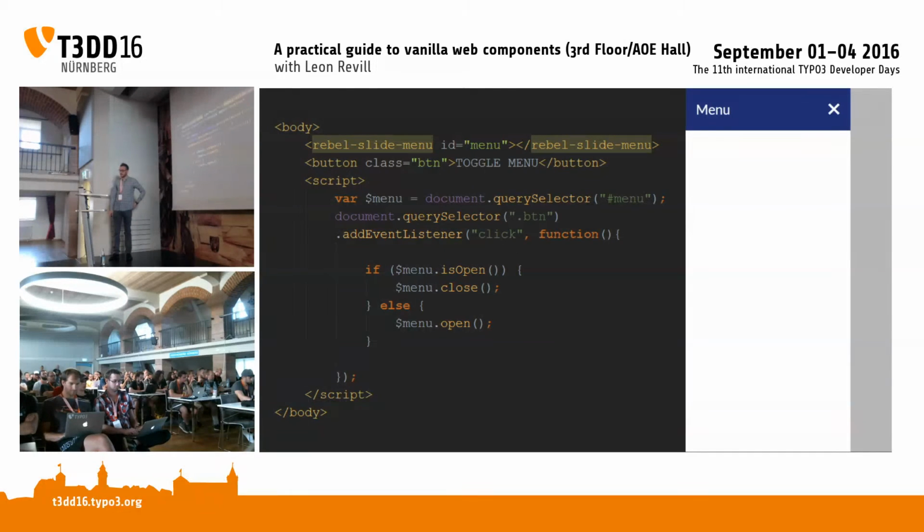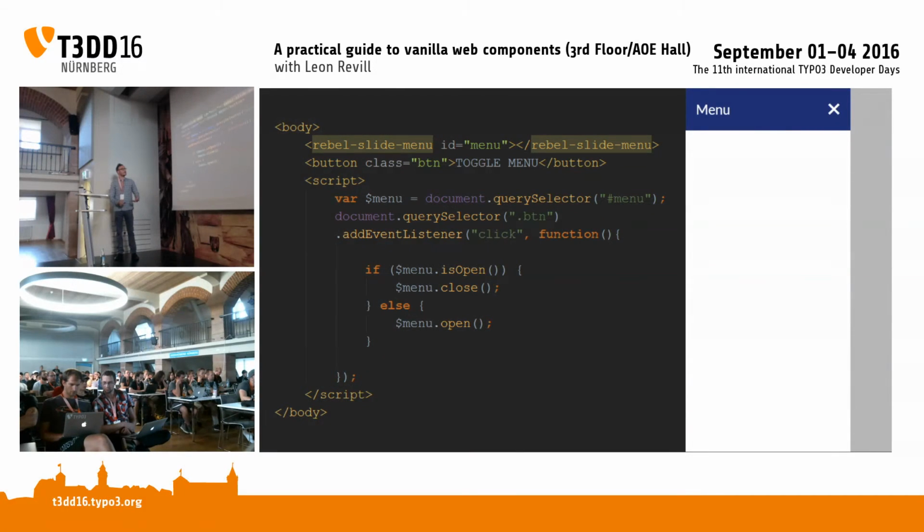OK, so this is how we are going to use our slide-out menu component. This is just a normal HTML document, so call it index.html. We then include our component at the top there and give it an ID of menu. In this page, we've also got a toggle button. Obviously, you want somebody to be able to open their menu in some way. And then we've got a little bit of JavaScript at the bottom.